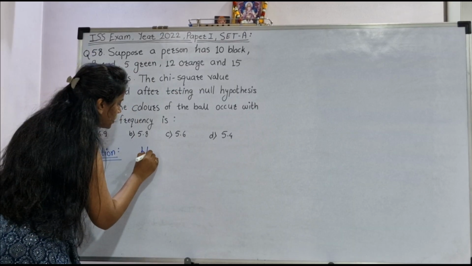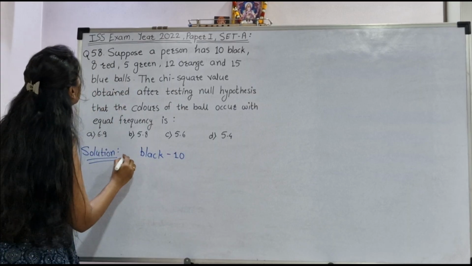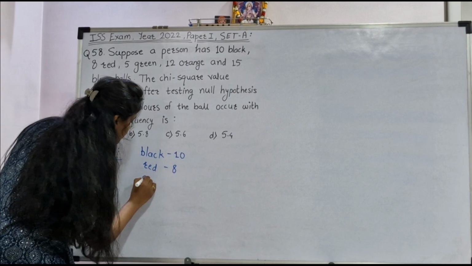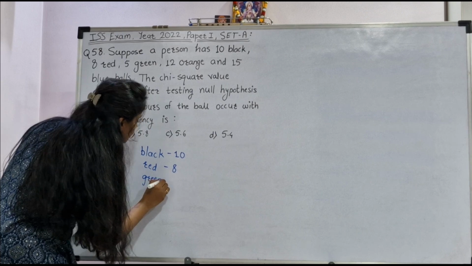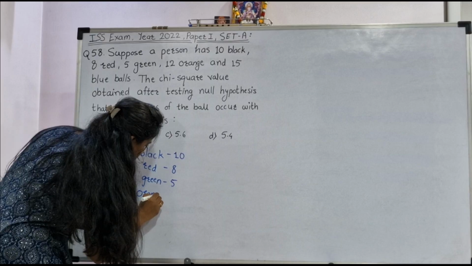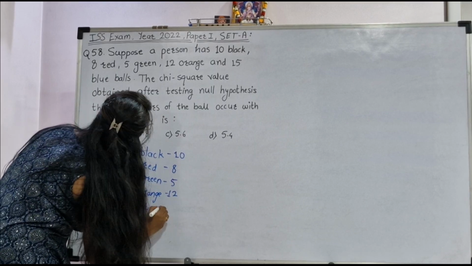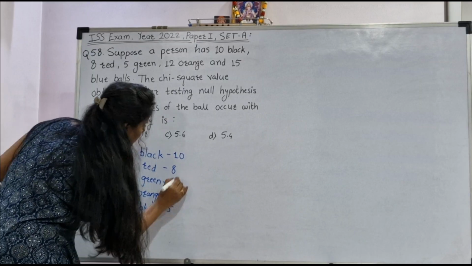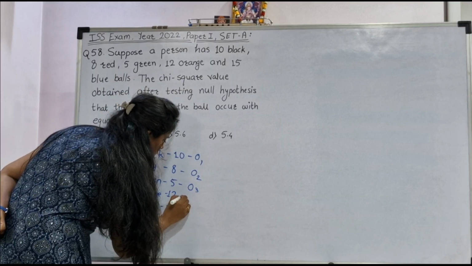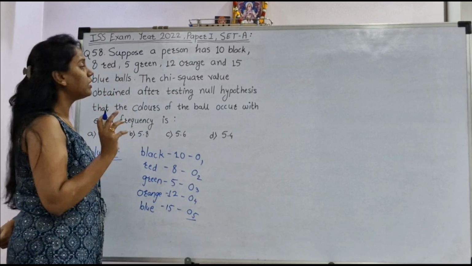So here occurrence of black ball is 10, frequency of red ball is 8, frequency of green ball is 5, that of orange is 12 and frequency of blue ball is 15, right? So this is our first observed value. This is O2, this is O3, this is O4 and this is O5. 5 observed values are given.